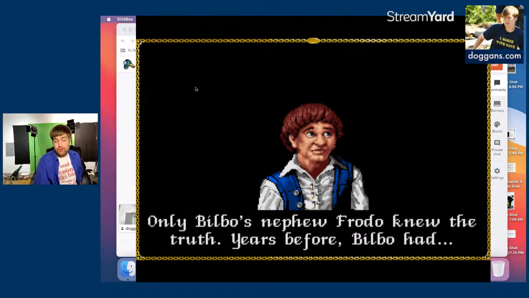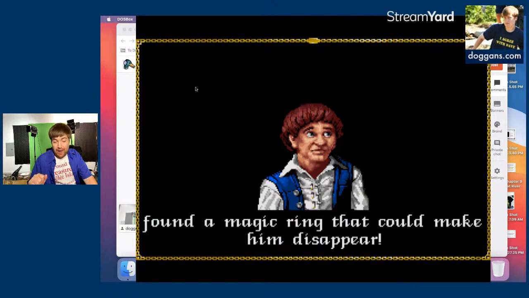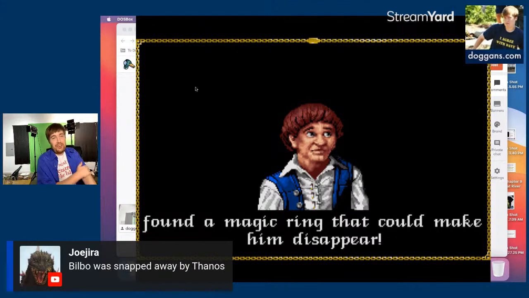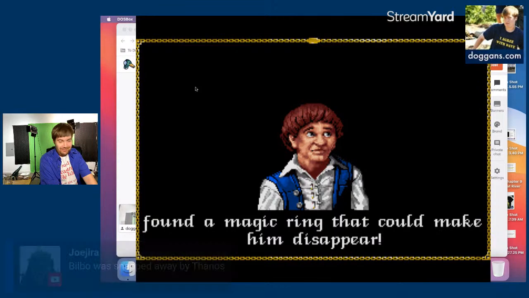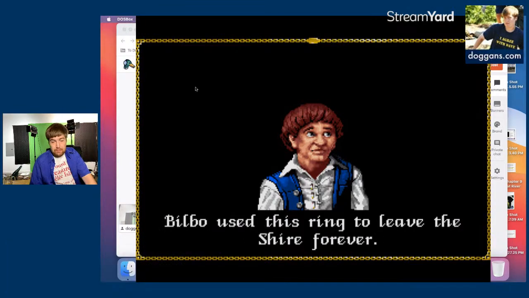Only Bilbo's nephew Frodo knew the truth. Years before, Bilbo had found a magic ring that could make him disappear. Mr. Gandalf, I don't feel so good. Bilbo used this ring to leave the Shire forever.